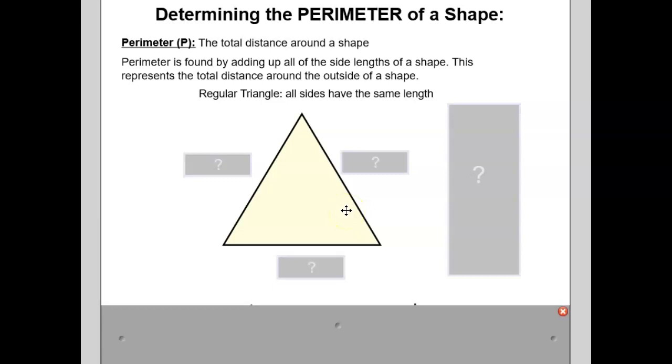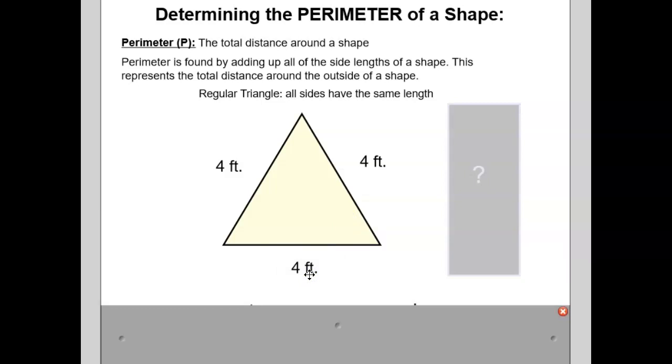Fantastic. So let's begin by classifying this shape. Well, count the number of sides that this shape has and tell me what's the name of the shape. Exactly. This shape is a triangle. So it's a regular triangle, which means right away that all the sides have the same length. So I know if the length of this side is 4 feet, what would the lengths of the 2 remaining sides be? Fantastic. They would also be 4 feet.